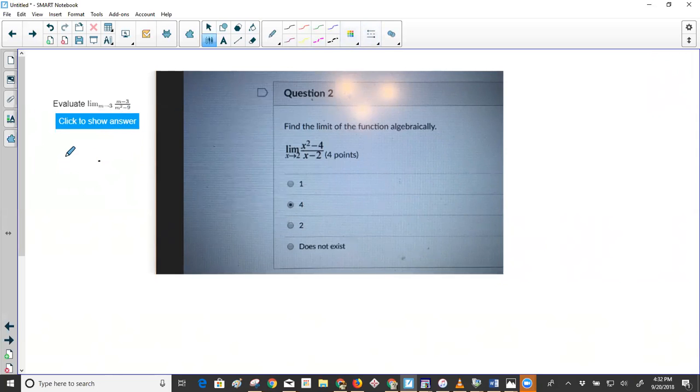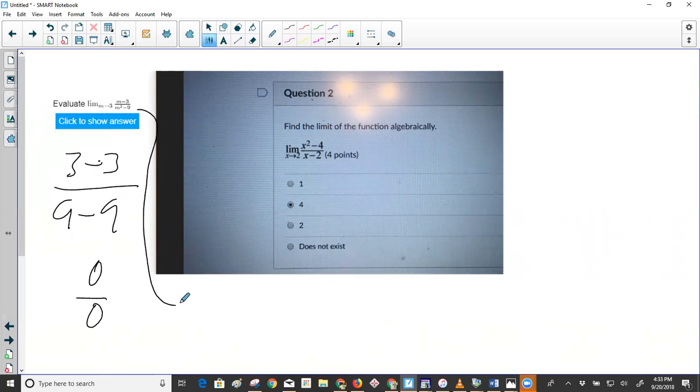So if I substitute in 3, I get 3 minus 3 over 9 minus 9, which is 0 over 0. So that tells me there's a hole in the graph here, right? So how we take care of this is we try to remove that hole. The denominator is the difference of 2 squares, and that factors to n plus 3 times n minus 3. And then we notice we have a common factor of n minus 3, so I can remove that.